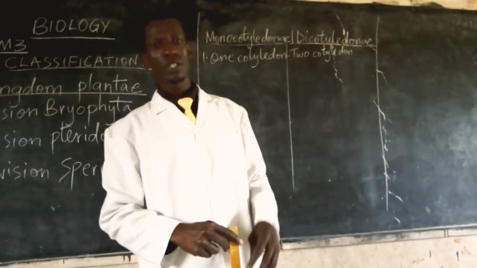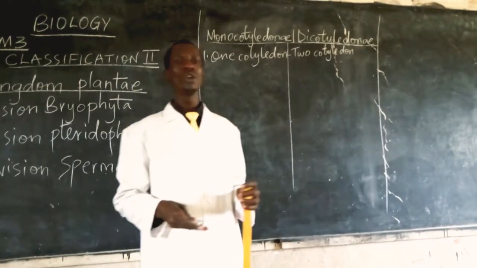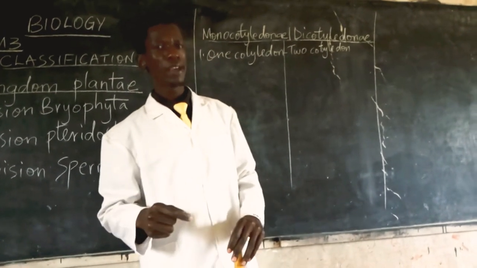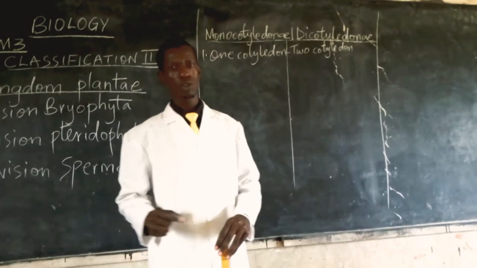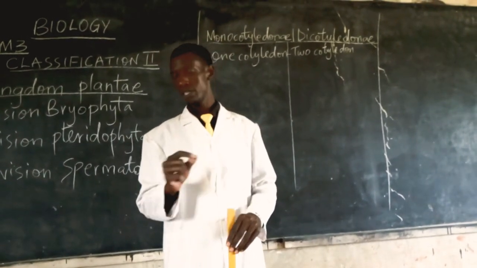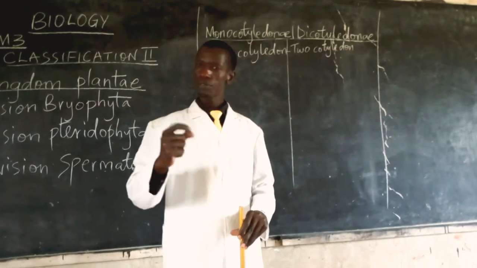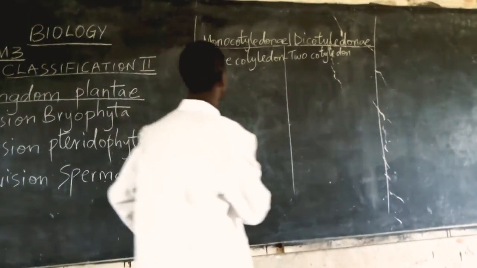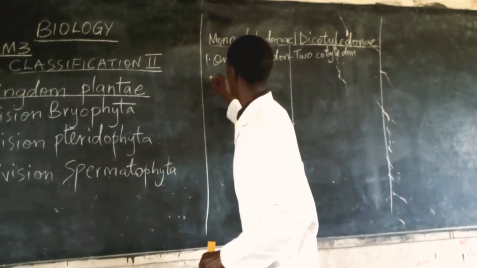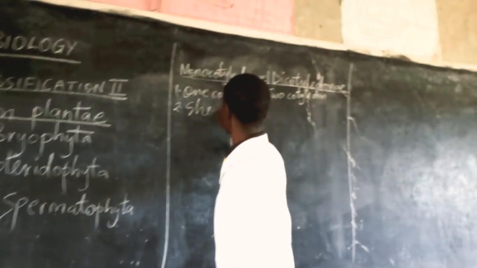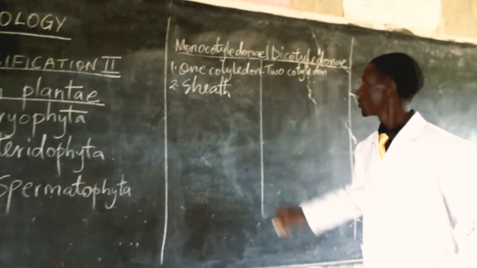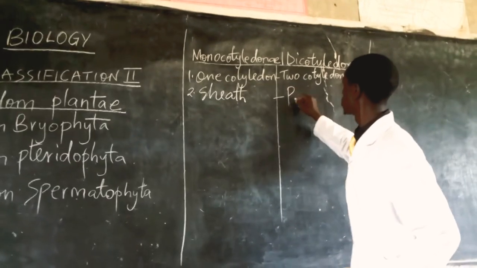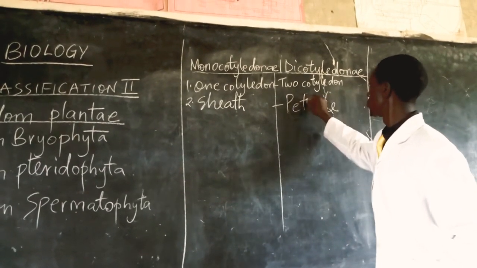The third difference is based on the part called the leaf stalk. When you look at class Dicotyledonae, they have the leaf stalk, while class Monocotyledonae do not have the leaf stalk, but instead the leaf stalk has been modified to form something called the sheath. We call it the leaf sheath, while the dicots have the leaf stalk, which is also called the petiole.